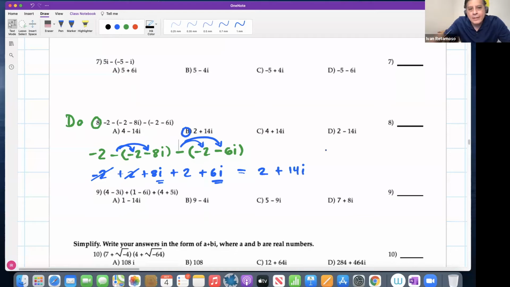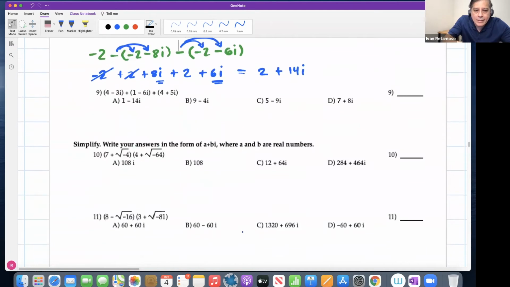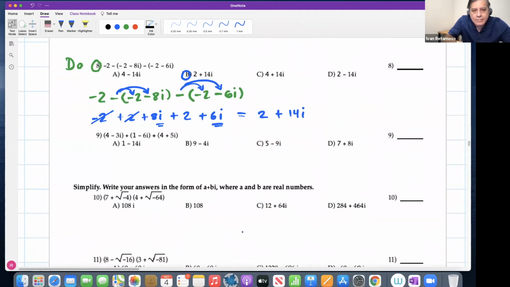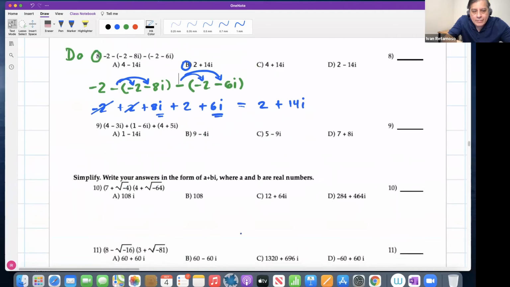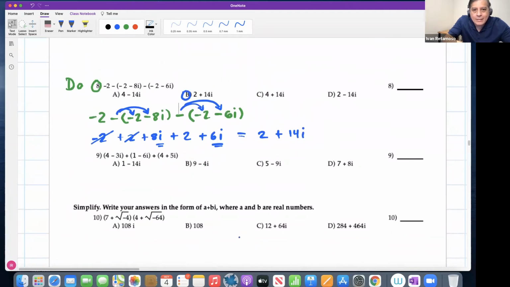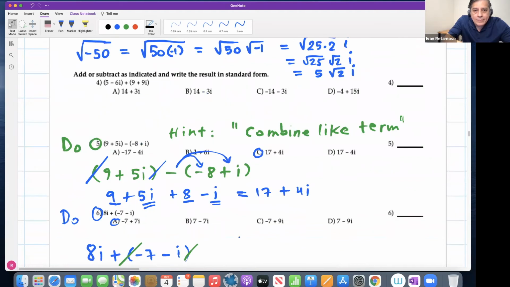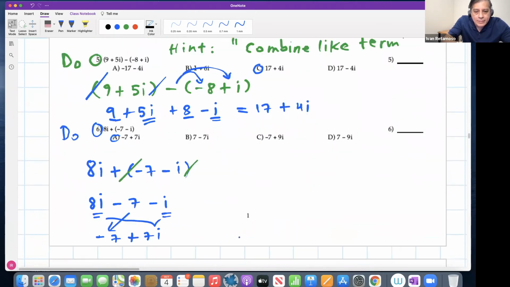Excellent. All right, guys. So I think we have mastered adding and subtracting complex numbers. These ones you should do at home. Let's talk about multiplication and division of complex numbers, which is a little bit different than adding and subtracting because it's not component-wise. I will explain. So let's continue with the lecture here.